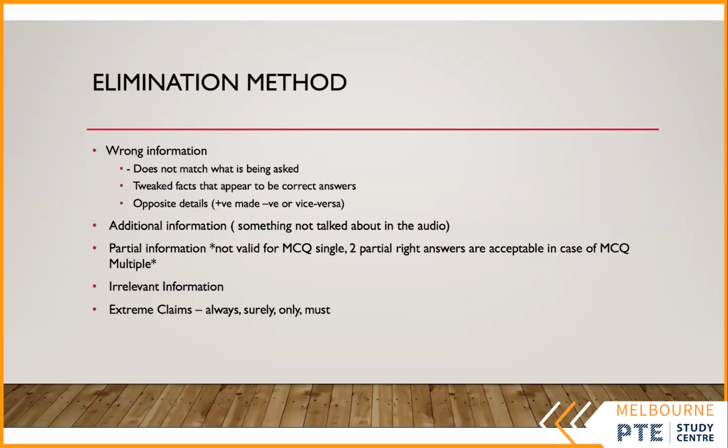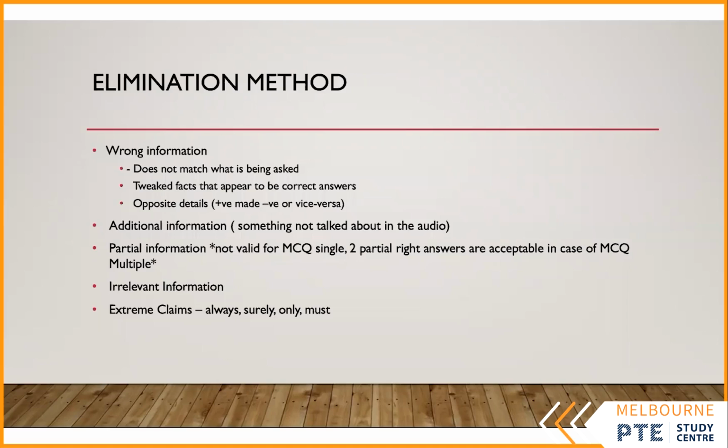And the other extra one is irrelevant information. Irrelevant information means that suppose the audio talked about the whole week. The audio said Sunday, Monday, and Tuesday, giving you a forecast of the weather on those days. The question asked you about Monday, but your options are about Sunday and Tuesday. So that information is irrelevant. That means it is not correct. It is not related to the question. So it's wrong.